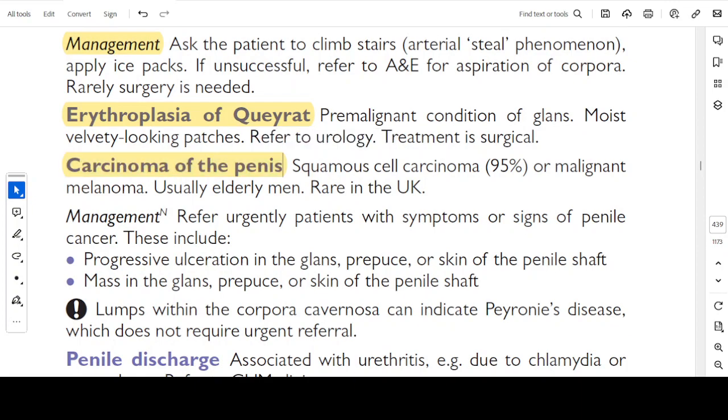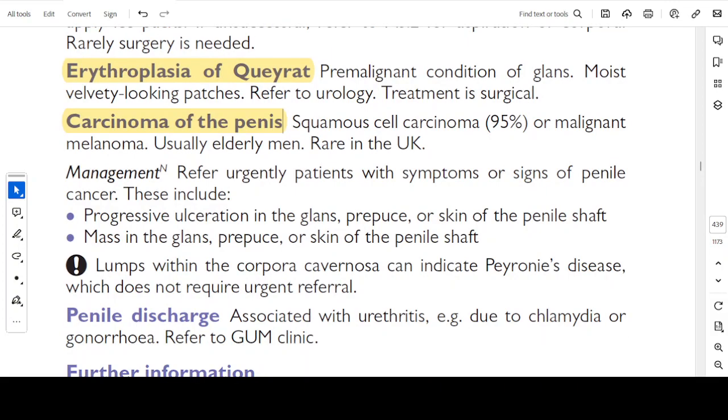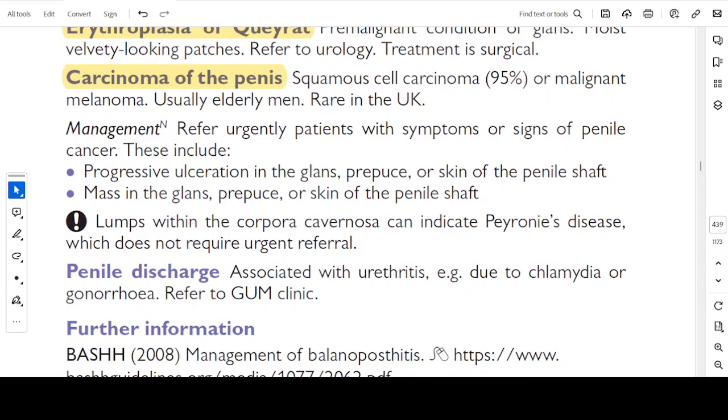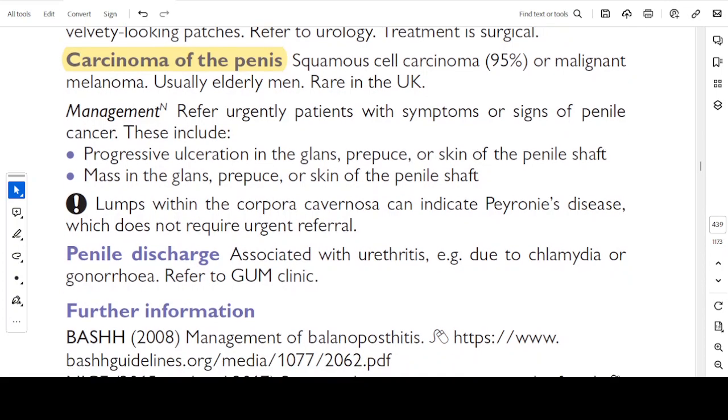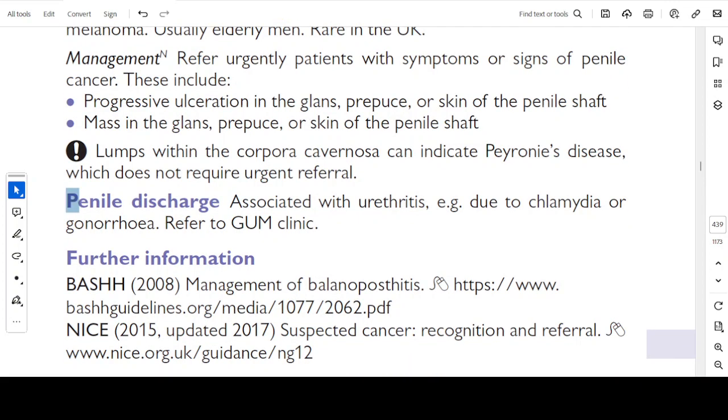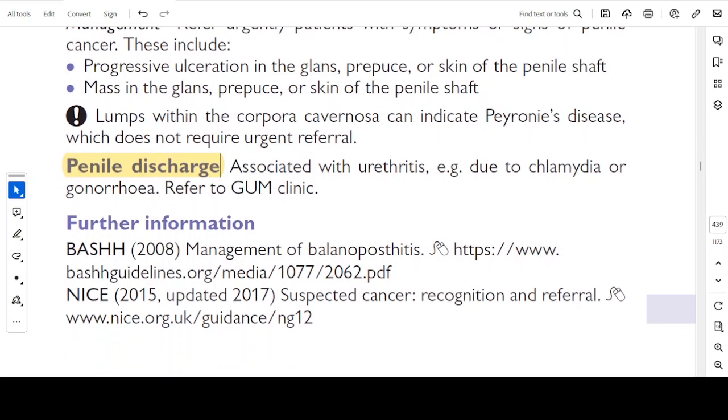Carcinoma of the penis. Squamous cell carcinoma 95% of the time, and malignant melanoma, usually in elderly people, rare in the UK. Management: refer urgently patients with symptoms or signs of penile cancer. These include progressive ulceration of the glands, prepuce or skin of the penile shaft, mass in the glands or prepuce or skin of the penile shaft. Lumps within the corpora cavernosa can indicate Peyronie's disease which does not require urgent referral. Penile discharge associated with urethritis due to chlamydia or gonorrhea, refer to the GUM clinic.